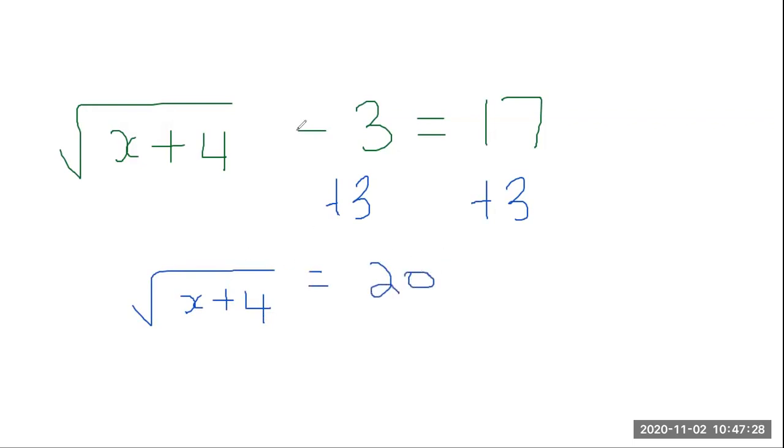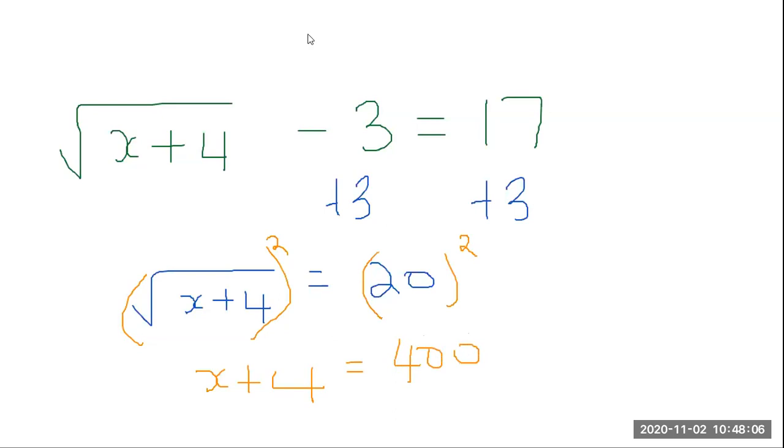Now I have to get rid of the square root. Whatever you do to one side, you do it to the next. So x plus 4 is equal to, let's figure out what 20 squared is. What is 20 squared? 400. 20 squared is 400.